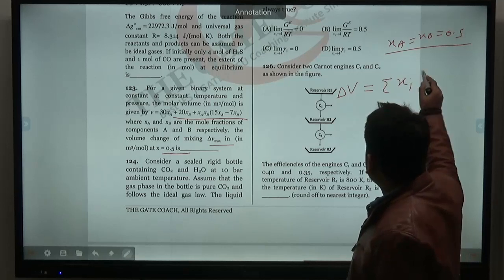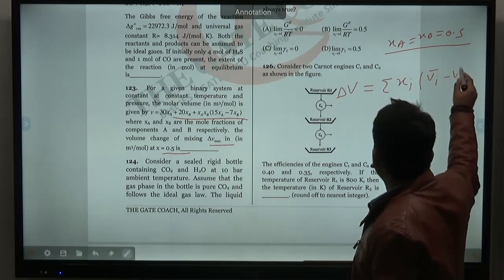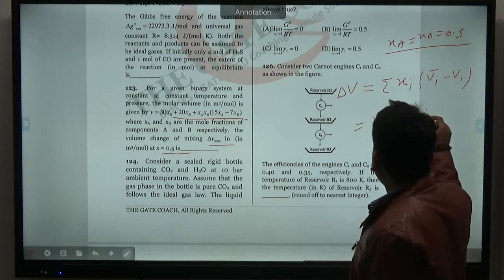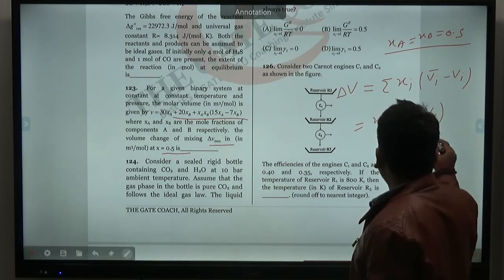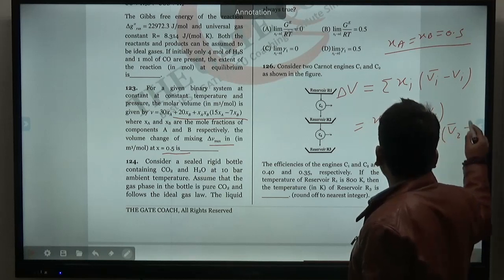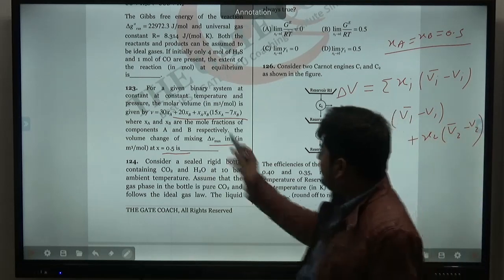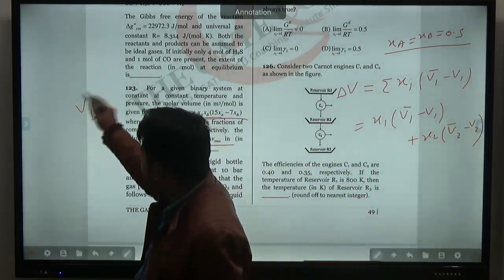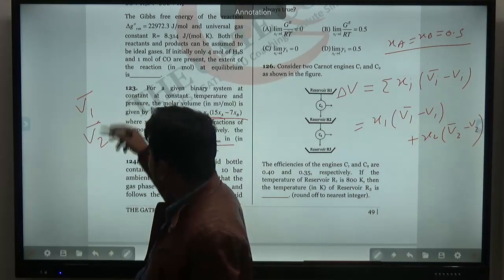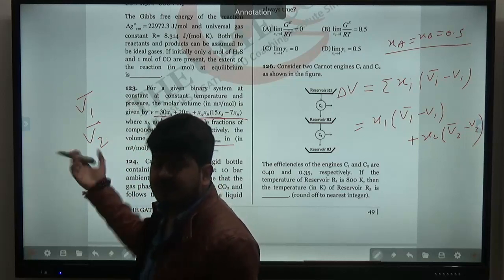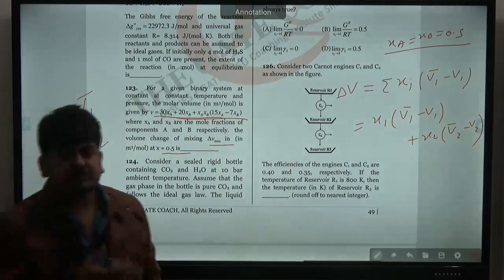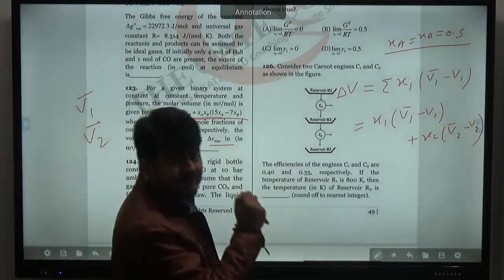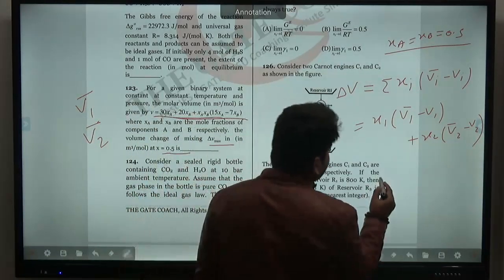One is the hard way. In the hard way, you have to write volume change of mixing according to the definition, and it will be x1 (V1 bar minus V1) plus x2 (V2 bar minus V2). V is given, so with the help of this V you can calculate V1 bar and V2 bar, and then with the help of them you can calculate V1 and V2, put those values, and you will get your answer. The second method is the second definition.